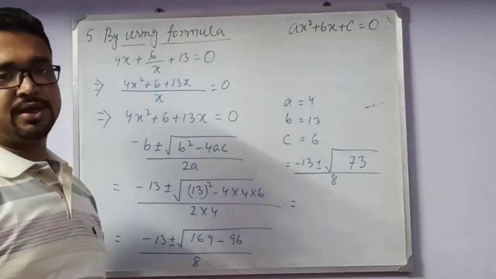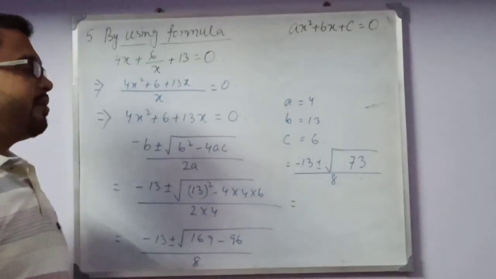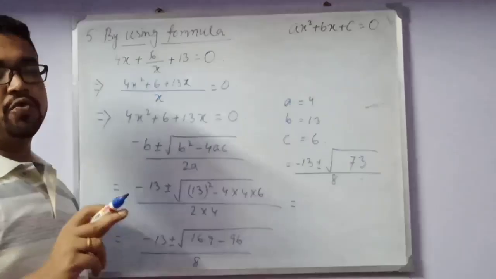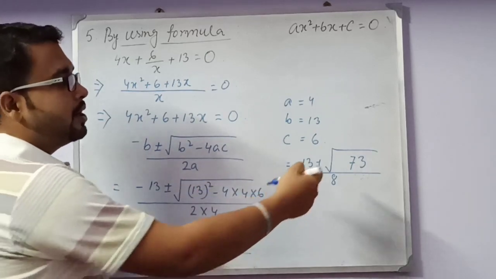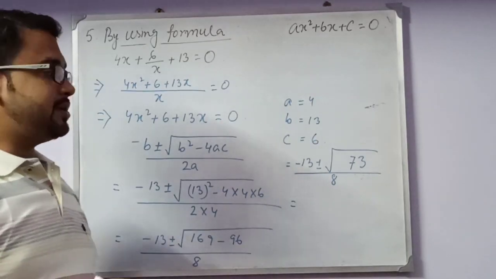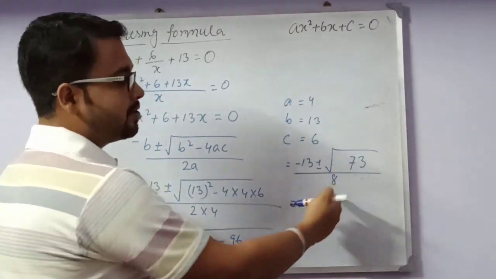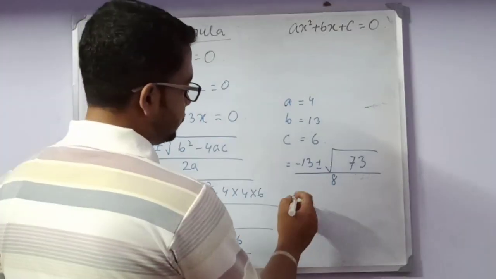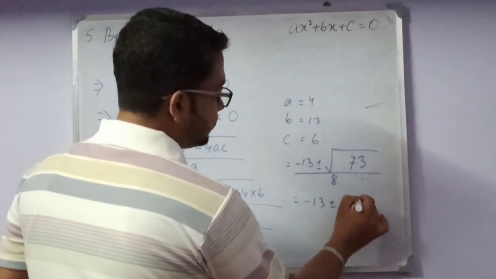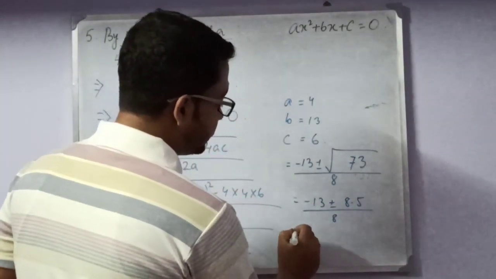There is another session on my channel where you can find any of this kind of irrational value. We know root over of 64 means 8, root over of 81 means 9, but we don't know the value of root over of 73. So for this I take another class for ICSE where you can easily find any such value. So we can write root over of 73 is nearly equal to 8.5, upon 8.